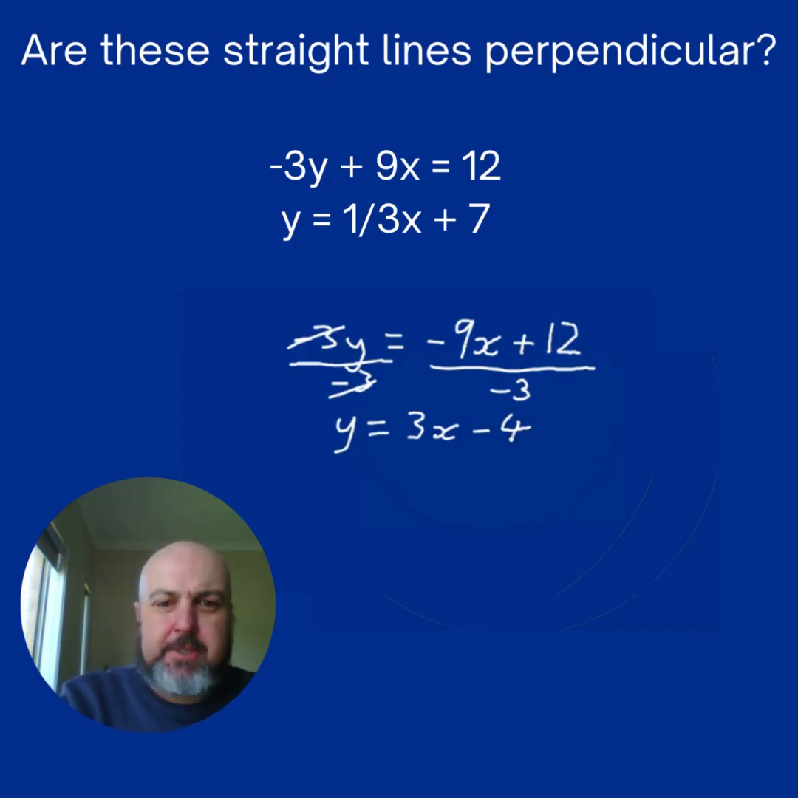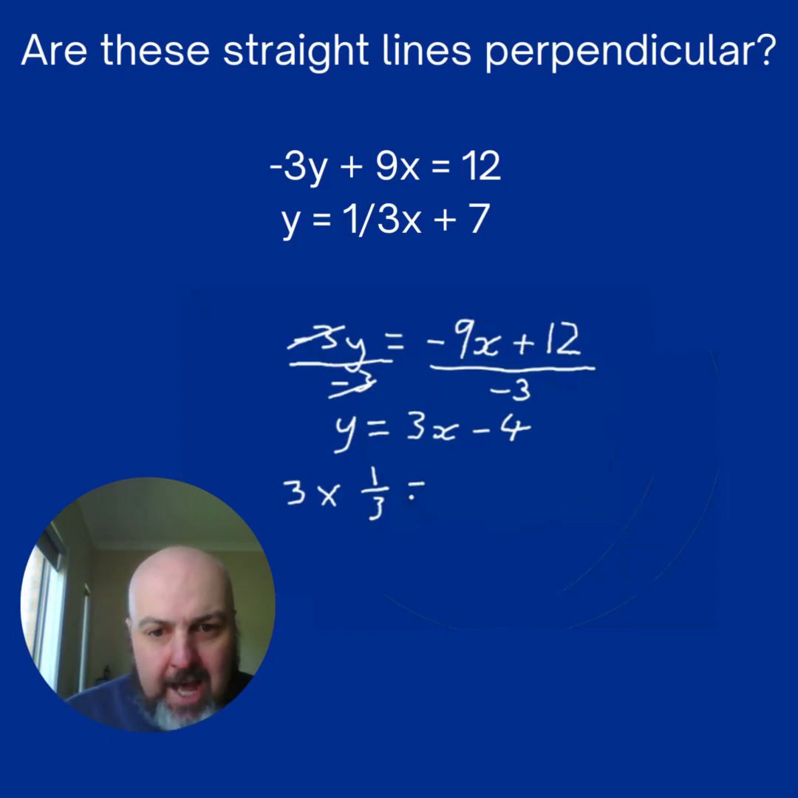So the way to work out if these are perpendicular is to multiply the two equations' gradients together and see if it equals negative 1. Well, this one I've got 3, times the gradient of the second equation, which is a third. 3 times a third equals positive 1. We are after negative 1. Therefore, these ones are not perpendicular.